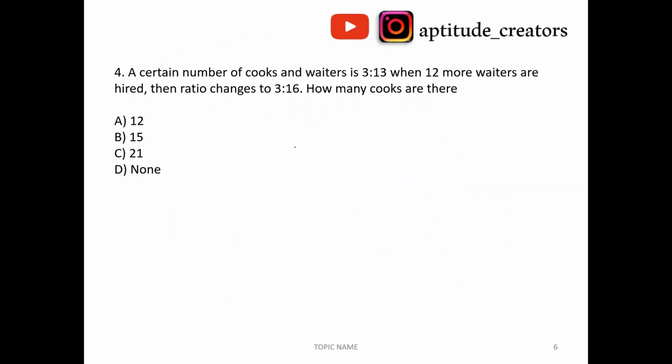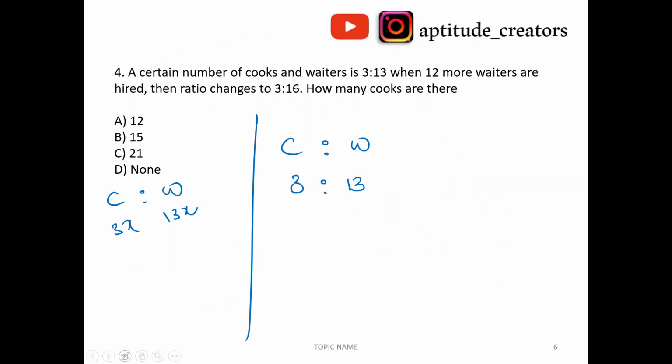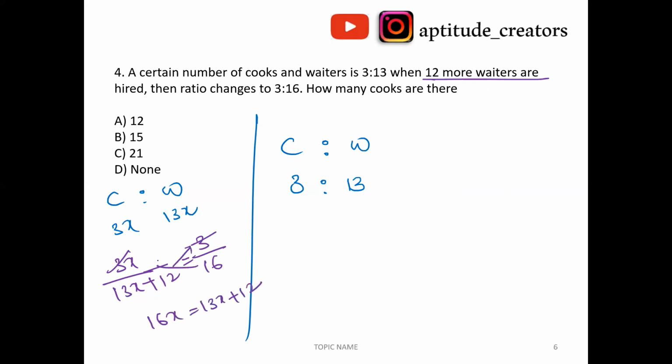Moving forward to the next question. A certain number of cooks and waiters are there, in the ratio 3 is to 13. Most of the people will calculate like this. Let us assume cooks and waiters are 3x and 13x. Now 12 more waiters are hired: 3x divided by 13x plus 12. The ratio changes to 3 by 16. Now 3 is cancelled out. That will be fine. Now 16x is equal to 13x plus 12. Do cross multiplication. What is this? 3x is equal to 12. X is equal to 4.